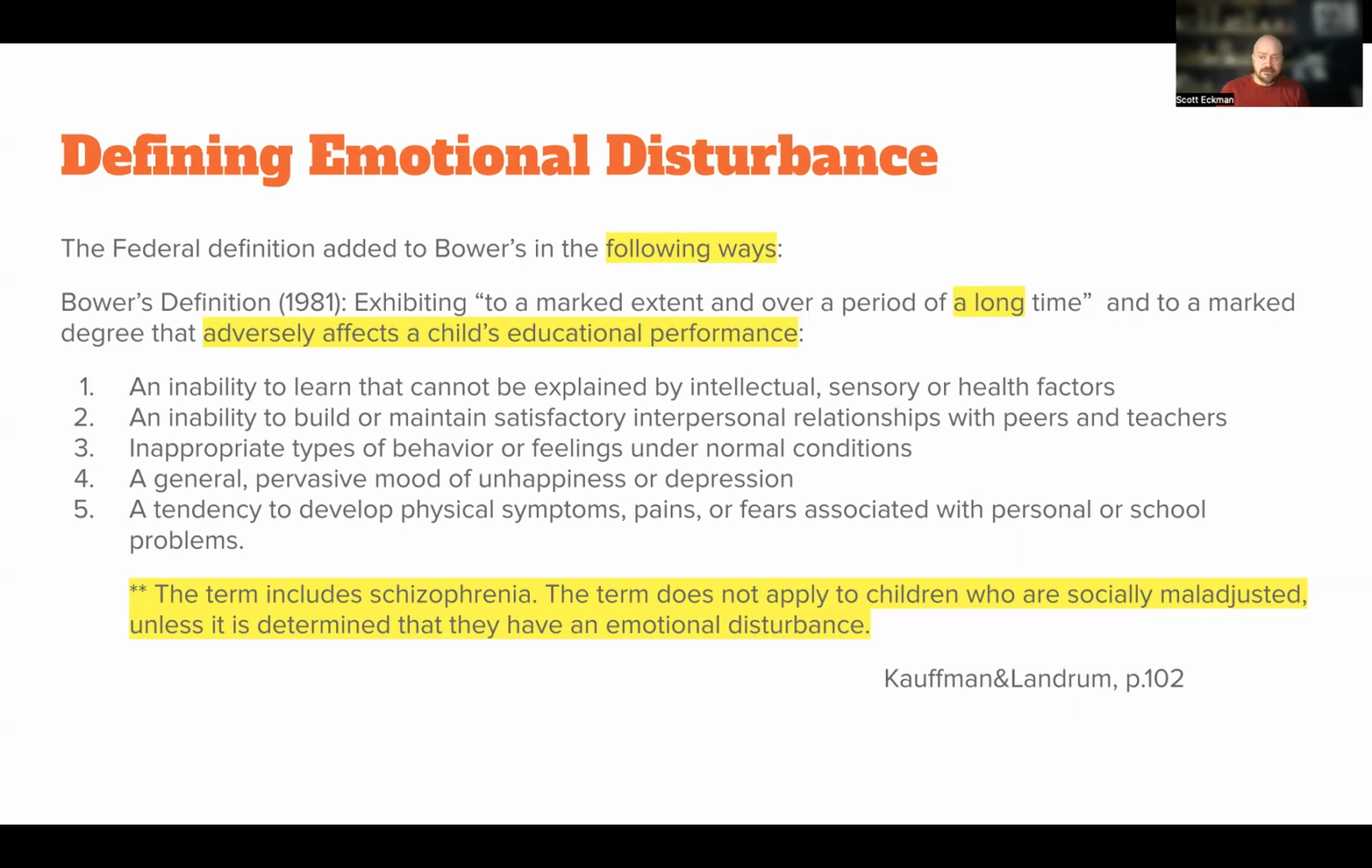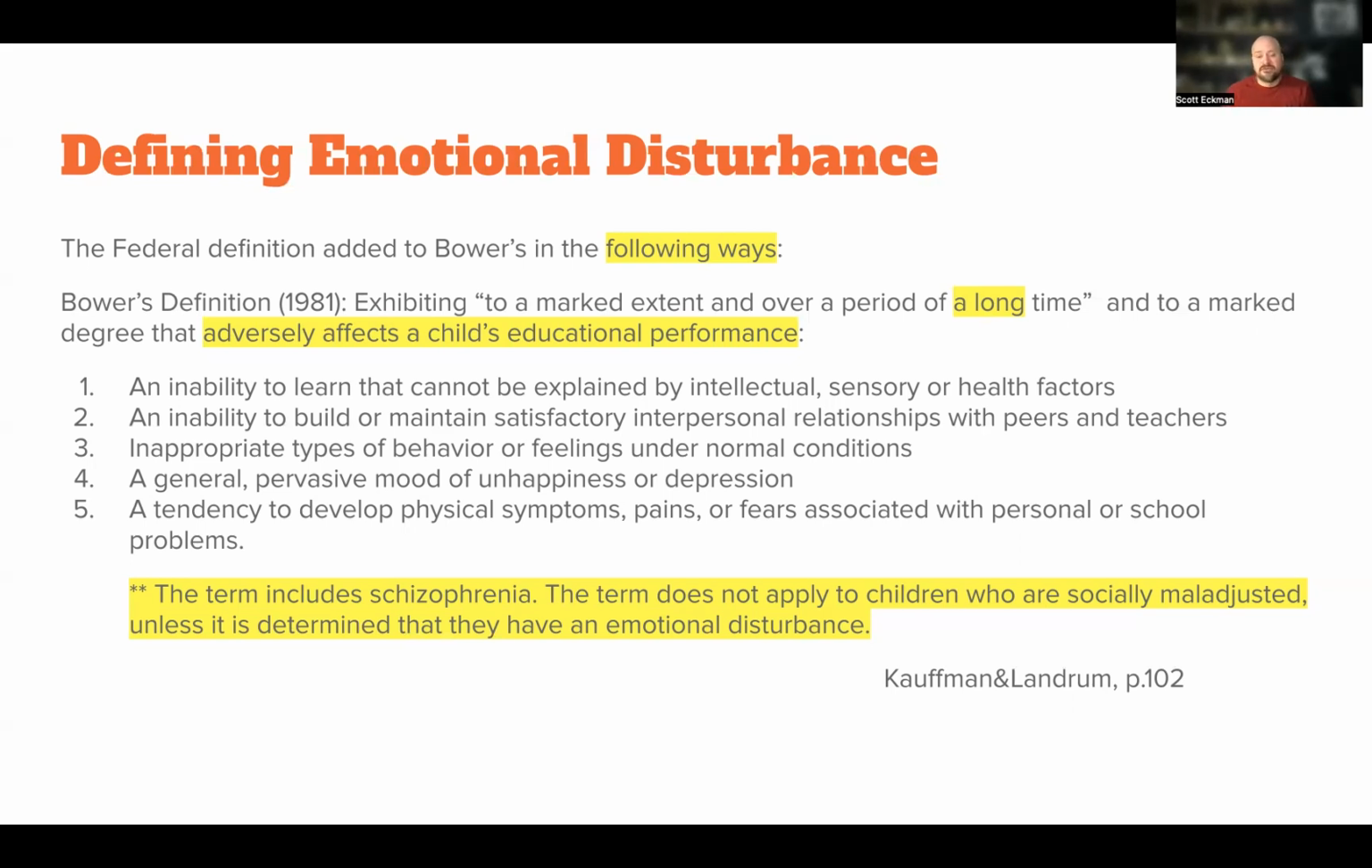The other piece that was added to the federal definition is this italics at the bottom that talks about how this term specifically includes schizophrenia, but it does not apply to children who are socially maladjusted. That's going to be a tricky one, and hopefully you'll read a little bit more about that in terms of the socially maladjusted and how that is not included in this federal definition of emotional disturbance.